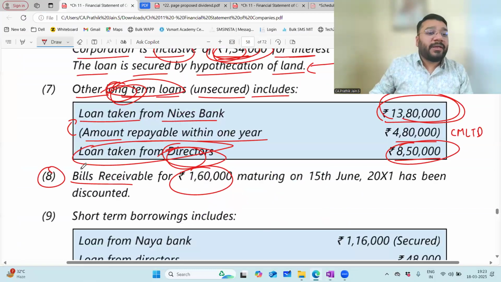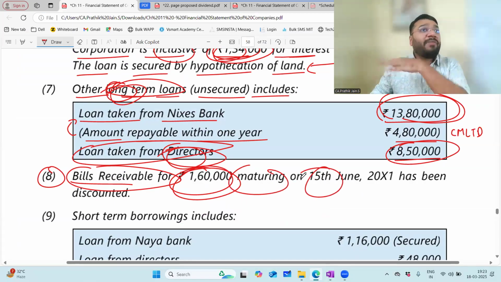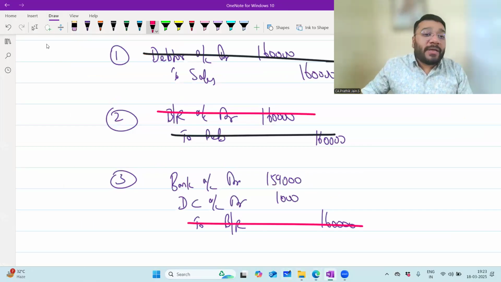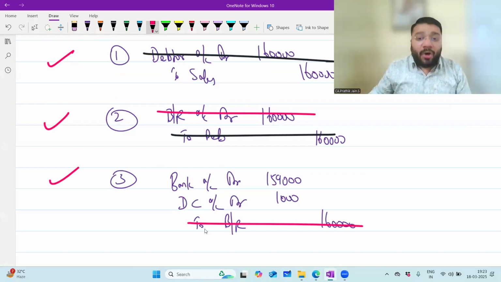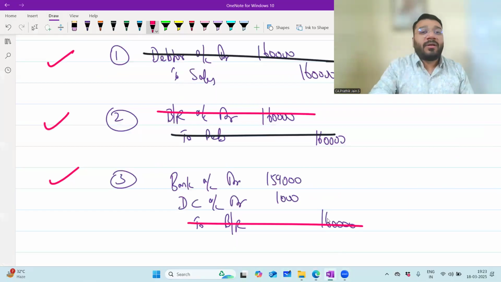This question is saying that there is a bill receivable of 160 which is maturing on 15 June, that is after a few months, and has already been discounted. It means the company has already passed these entries and everything is over. Now what am I supposed to do with this? Listen to me very carefully.